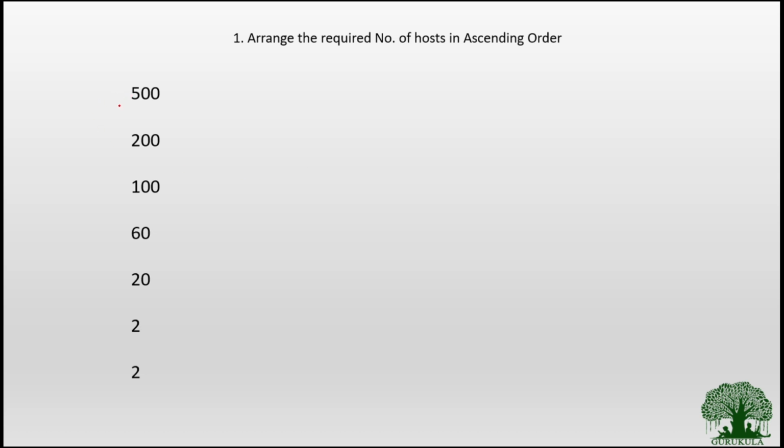So this is the maximum number of hosts that I require. The maximum number of hosts I require is 500, so I place it in the first part. The second lowest requirement is 200, the next lowest is 100, and the next is 60, 20, 2 and 2. So this is how I will have to arrange the host requirements first, and then what I will have to do is allocate the number of bits required for hosts in powers of 2.